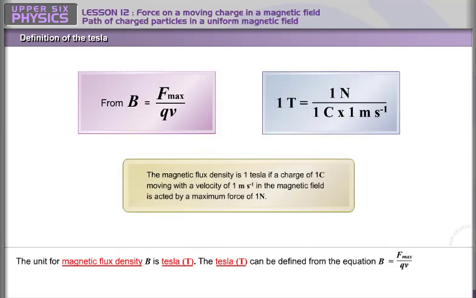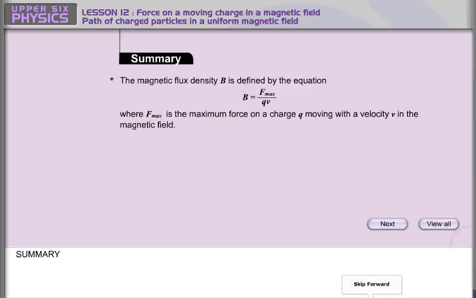The unit for magnetic flux density B is Tesla, T. The Tesla can be defined from the equation B equals F max over Qv. Summary. The magnetic flux density B is defined by the equation B equals F max over Qv, where F max is the maximum force on a charge Q moving with a velocity v in the magnetic field.